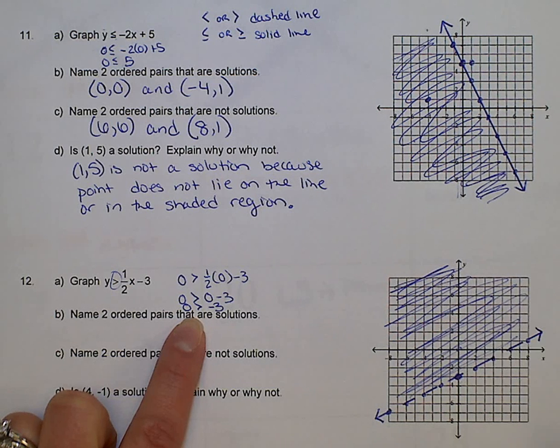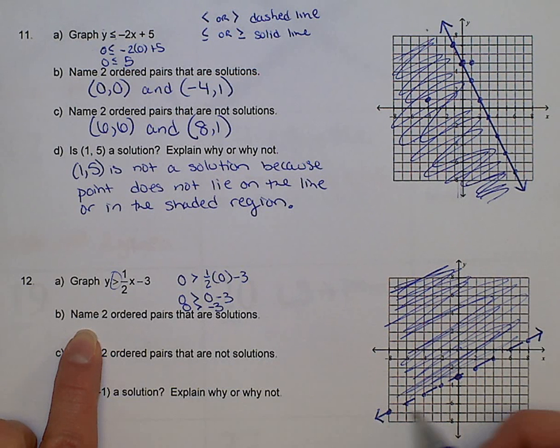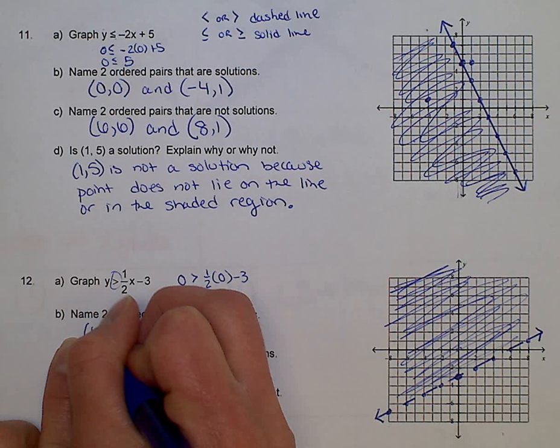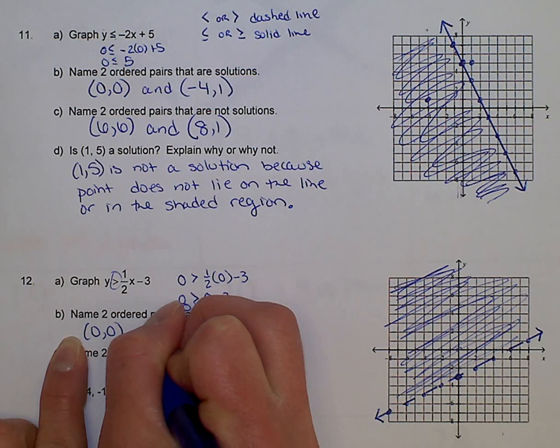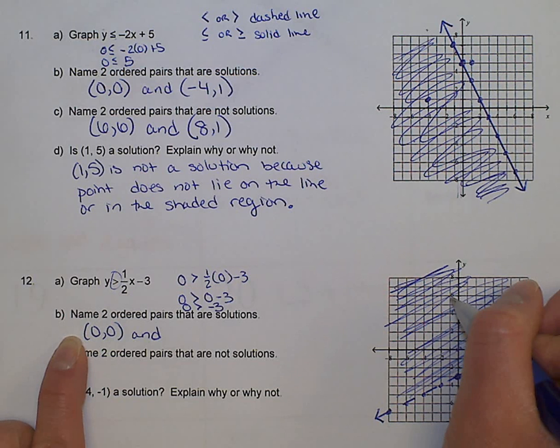Name two ordered pairs that are solutions. Well, this time we cannot pick any on the line because it's a dashed line. Anything on the line is not a solution, as well as anything below our line. So this time, 0, 0 works. And then another point that would be a solution would be 1, 6.